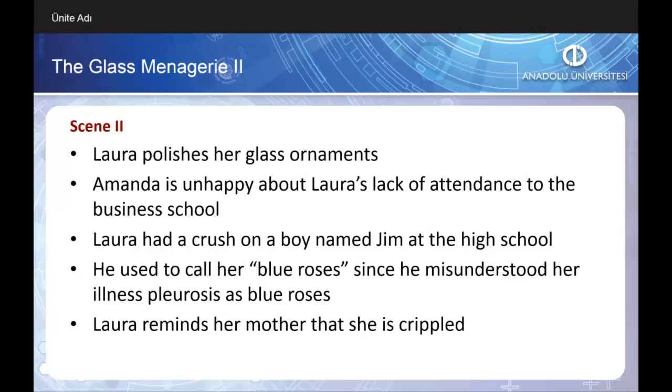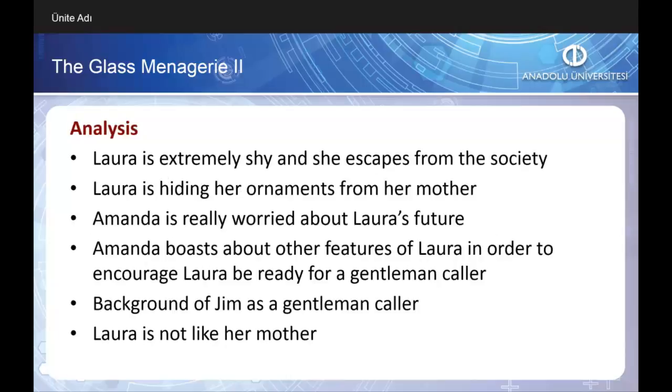So we learn that Laura had a crush on a boy named Jim at high school. And this Jim used to call her Blue Roses, since he misunderstood her illness, pleurosis, as blue roses. And Laura reminds her mother that she is crippled and she has to face this reality, but Amanda again insists on having a gentleman caller for her.